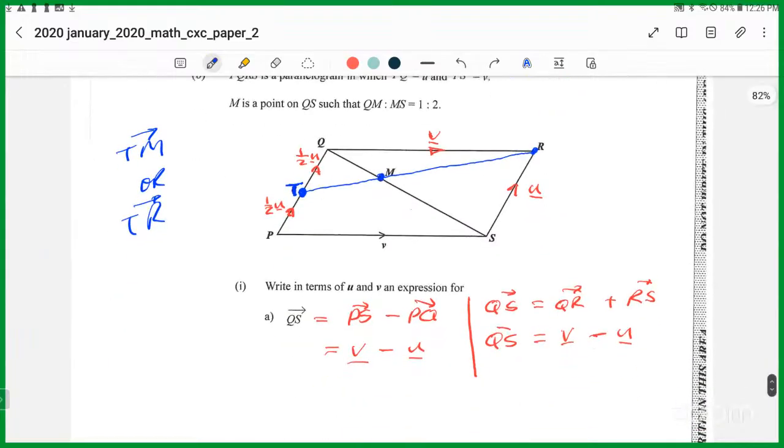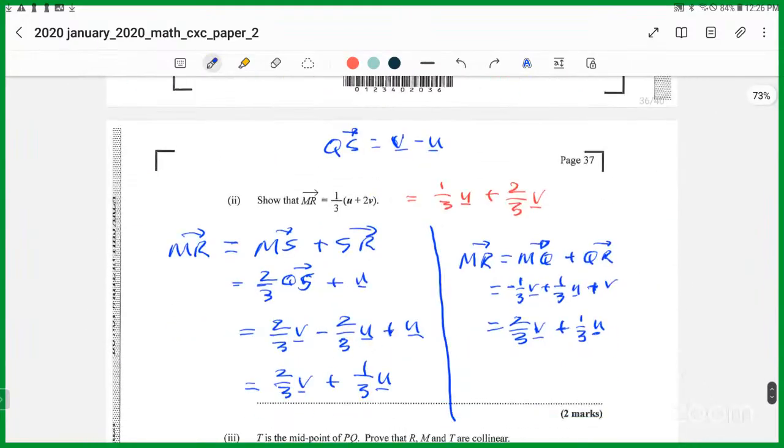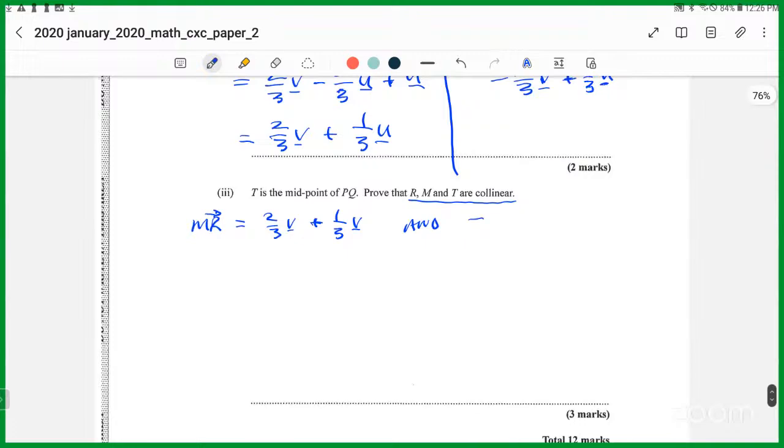Same as V plus half U. So down here, we're going to use TR, which is half U plus V. Alright, so we want to compare these two vectors now. Hold on, this was a half V, 1/3 U. It's supposed to be a U, 1/3 U. Since this one has the V in front, I'm going to put this V in front. So I'm going to write this TR as V plus half U.